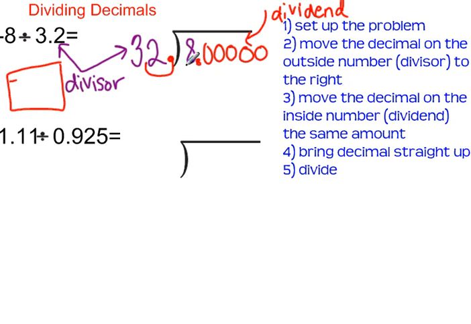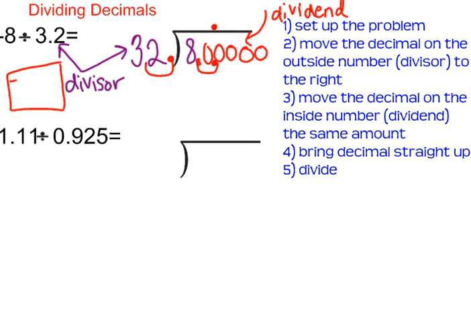But I need to move this decimal the same amount. I moved this decimal once. I need to move this decimal once. So now it belongs right here. Bring the decimal straight up. So this decimal moves straight up, so I know it belongs right there in my answer. And now I need to divide.